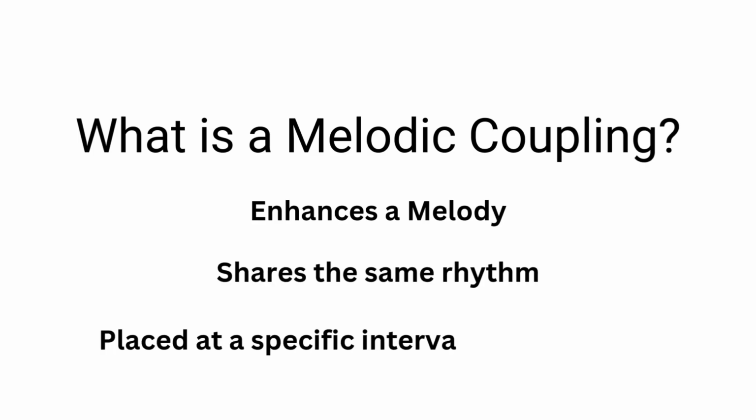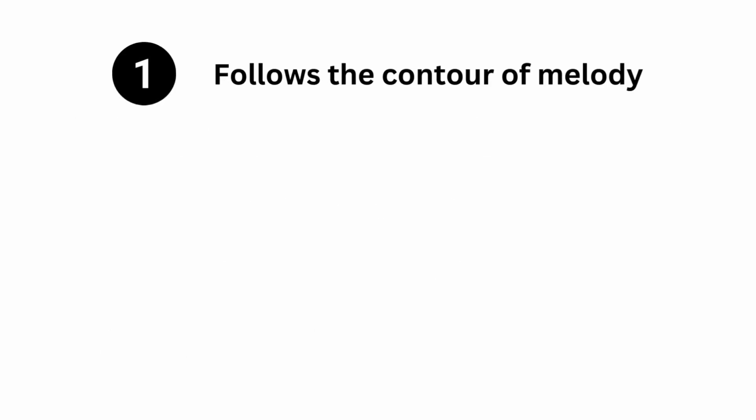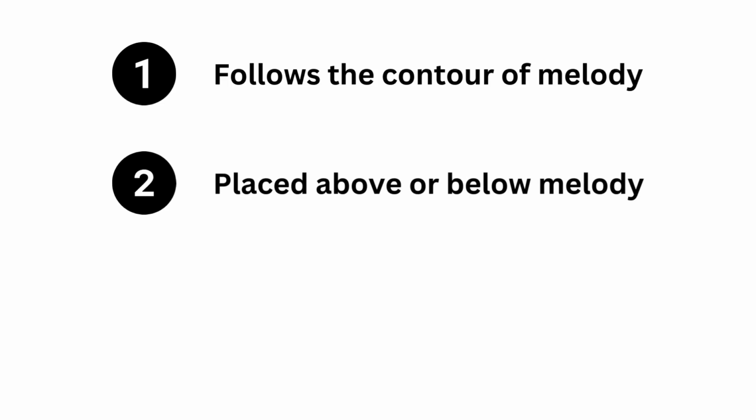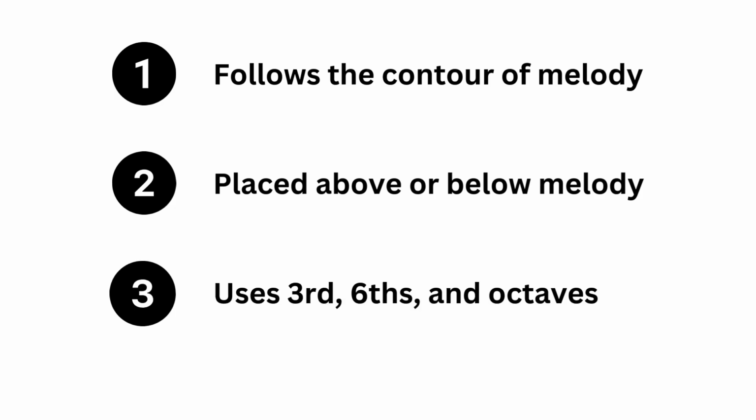So a melodic coupling can loosely be defined as: 1. It follows the contour of the melody. 2. It can be placed above or below the melody. 3. It typically uses intervals such as octaves, diatonic thirds, and diatonic sixths. Less common but still effective intervals are perfect fourths, fifths, seconds, or even sevenths.